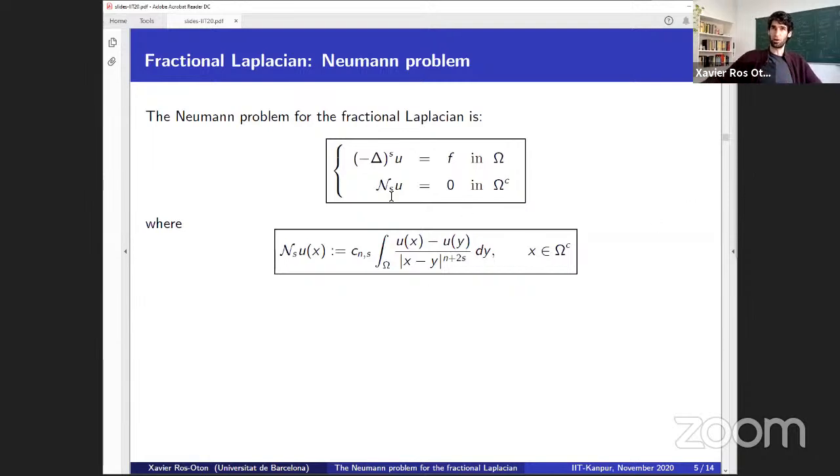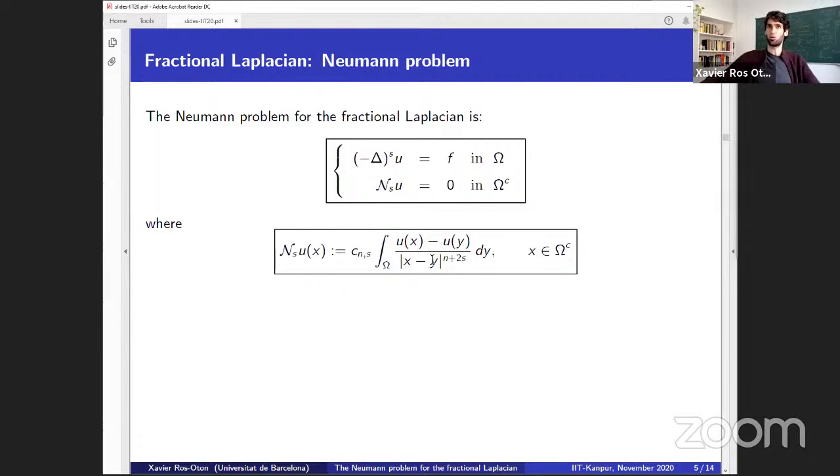But we proved that this problem converges to the Neumann problem for the fractional Laplacian when s goes to 1, and this operator converges to the normal derivative. Basically, if you think about s equal to 1, you need to put a constant here that goes to 0 when s goes to 1. Now, x is a point outside Omega. This integral is not singular, because x is always far from y. For every x fixed, this is never singular.